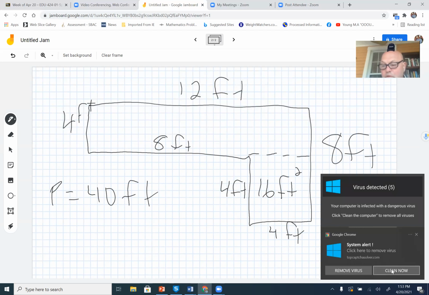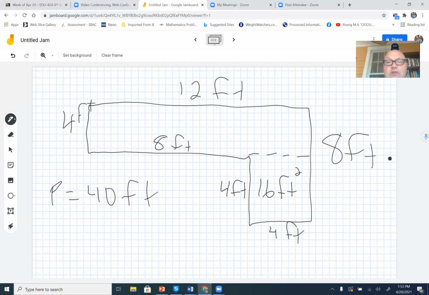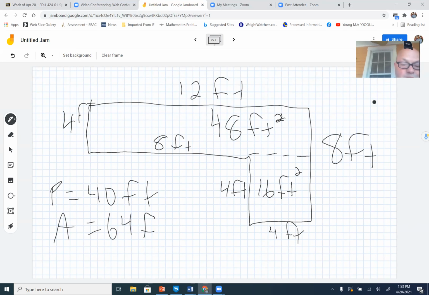So, woo! I hate that thing. So 12 times 4 is 48. So it'd be 48 feet squared. And then we would just add up the two areas. 48 plus 16 is 64. So the area would be equal to 64 feet squared, or you could say square feet. Either one is acceptable. Okay, so I hope that teaches you about area and perimeter. Now I'm going to teach you about surface area and volume.